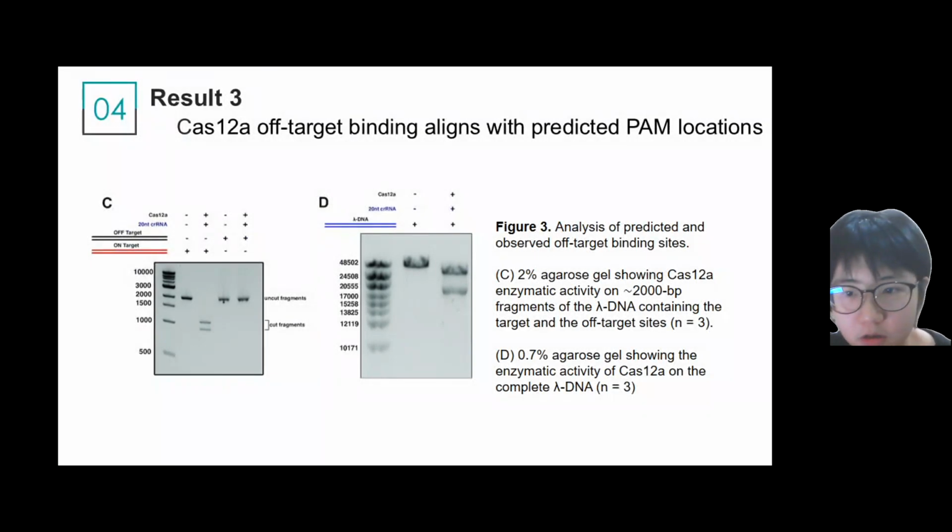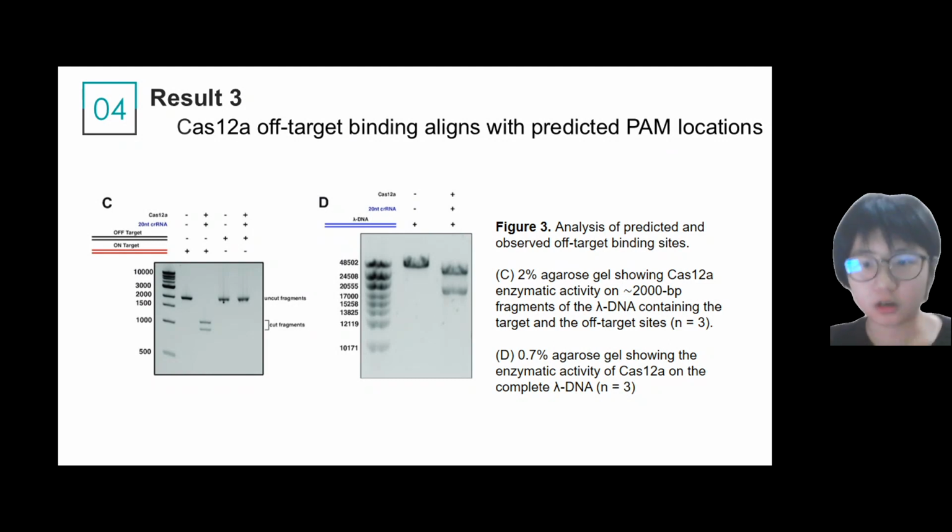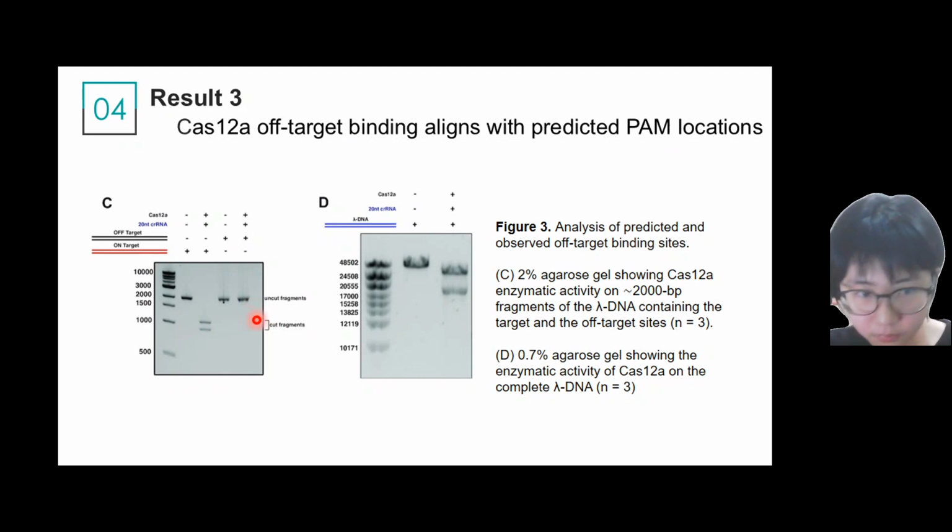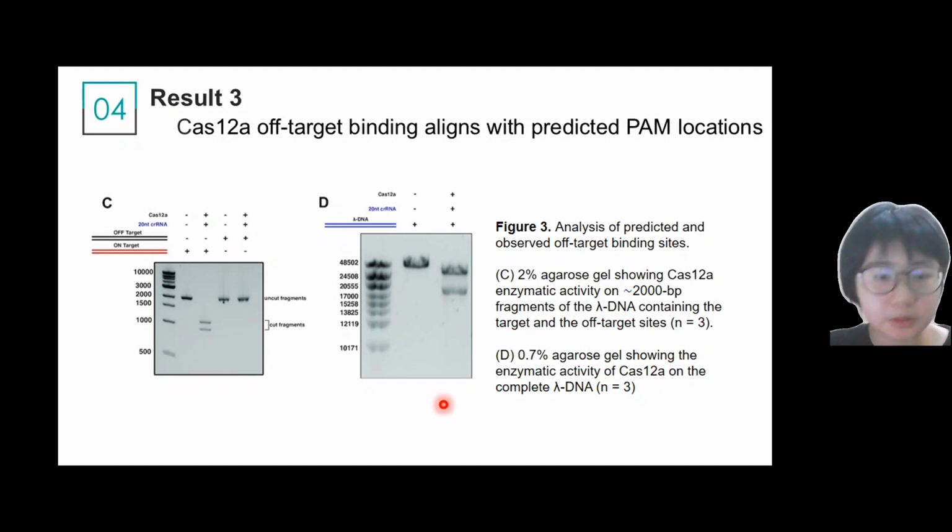Next, let's evaluate whether off-target binding leads to cutting. First, they perform a cleavage assay using a target DNA of about 2,000 base pairs long. We can observe that there's cutting at the on-target but no cutting at the off-target. On-target is this part, with cleavage, but the off-target part has no cleavage. And in figure D, the lambda DNA shows the same result as the 2,000 base pair DNA.